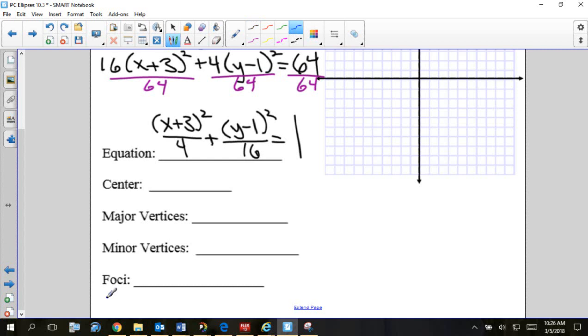So our center is at negative 3, 1. Then I'm looking at the two numbers, and I'm going to square root these two numbers. This one's going to be plus minus 4. This one's going to be plus minus 2. Which one's bigger? The y values. So my major vertices, plus minus 4, go to the y's. So our majors are going to be negative 3, comma 5, and negative 3, comma negative 3.